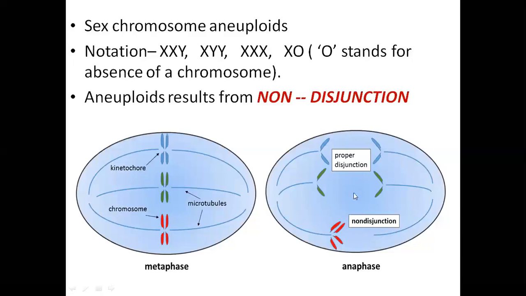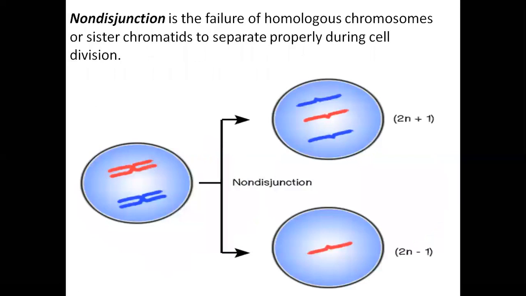So when the cell divides in the center, one cell will get three chromosomes and the other cell will get only two. This is the unequal distribution of chromosomes that happens during non-disjunction. This could arise from a failure of homologous chromosomes to separate in meiosis 1, or a failure of sister chromatids to separate during meiosis 2 or mitosis. So once again, non-disjunction is the failure of homologous chromosomes or sister chromatids to separate properly during cell division.